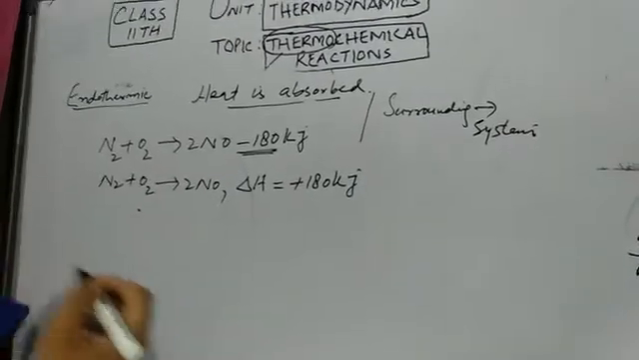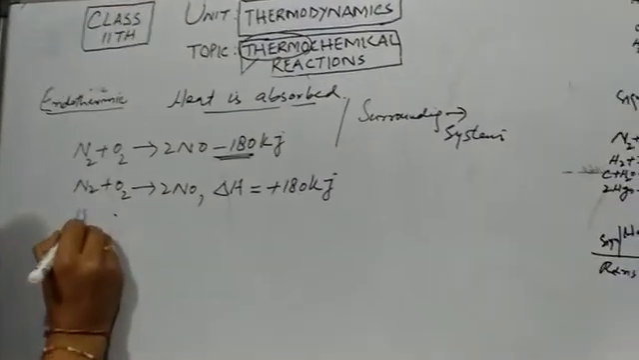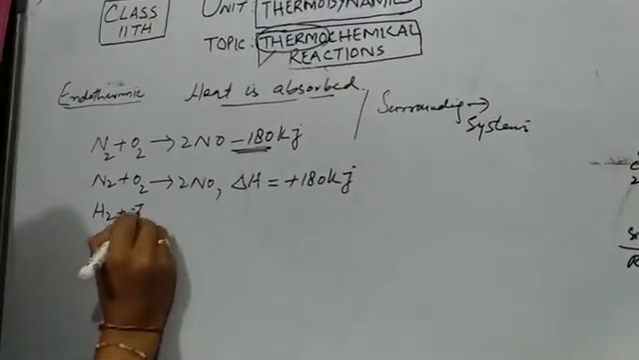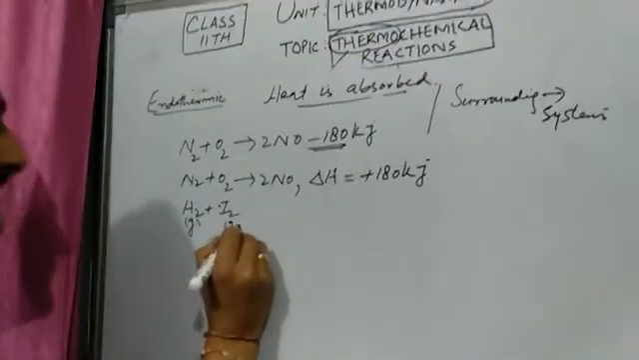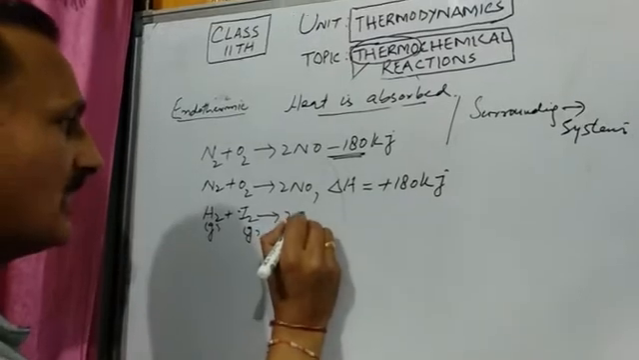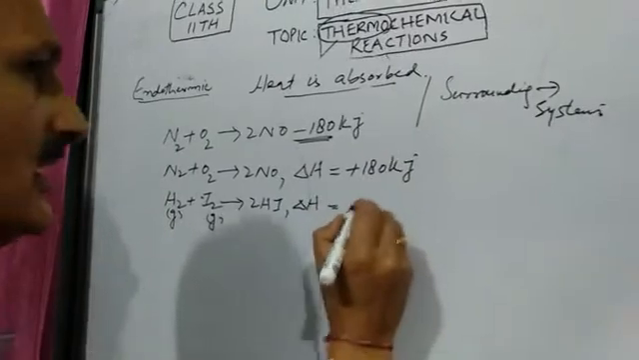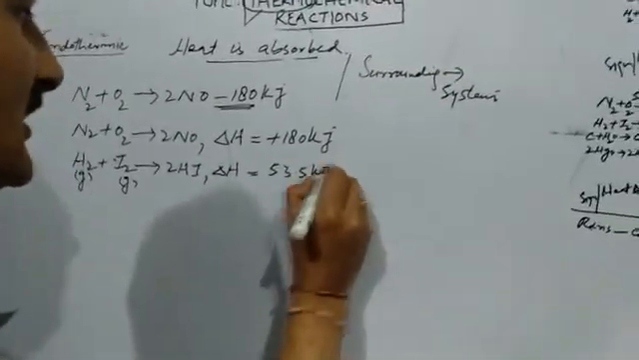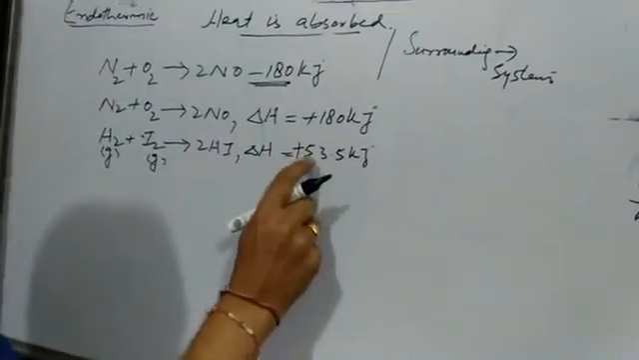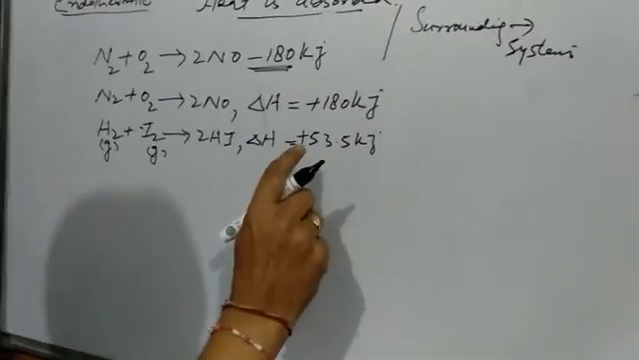We can give some other examples of endothermic reaction. For example, the combination of hydrogen plus iodine, both gases, combining to form hydrogen iodide. Here again delta H will be positive and it will be 53.5 kilojoules. What does this mean? This is positive. This means that this much amount of heat has been absorbed. It has been transferred from the surroundings to the system.